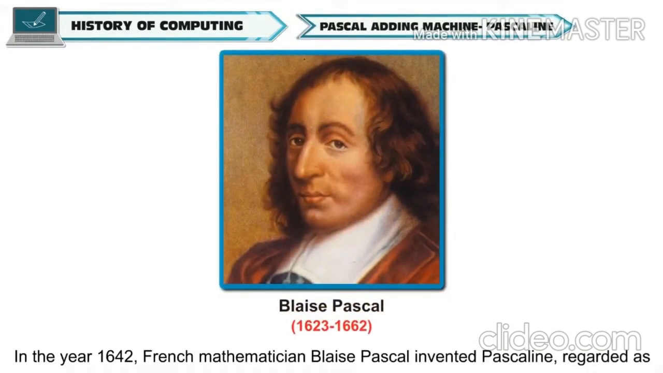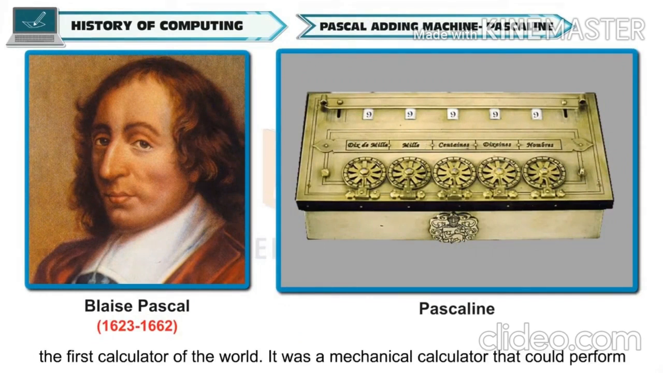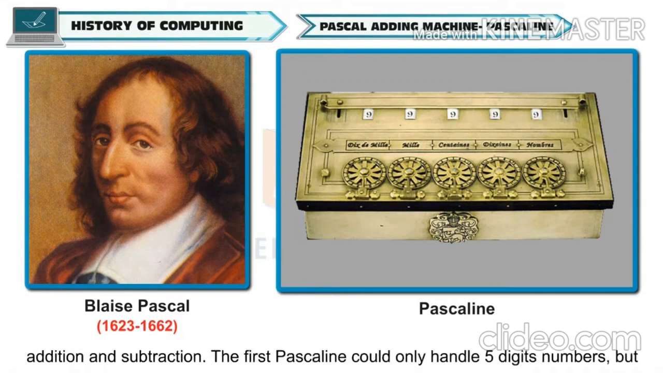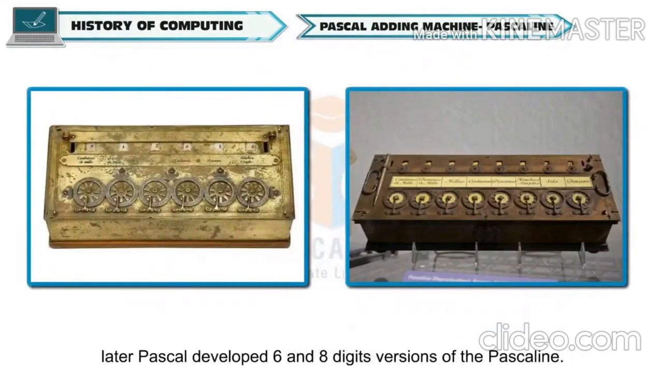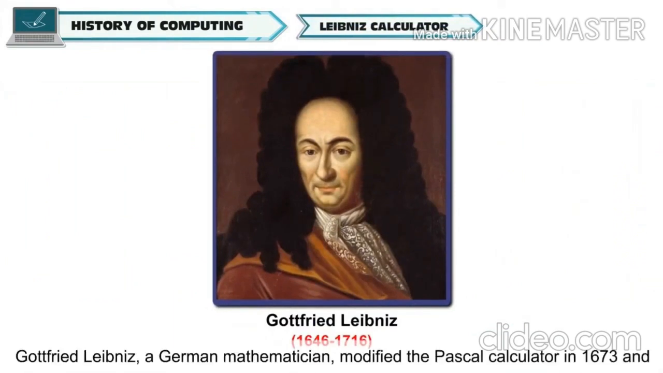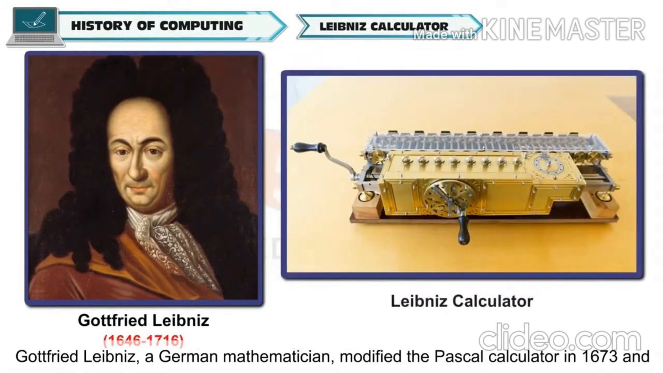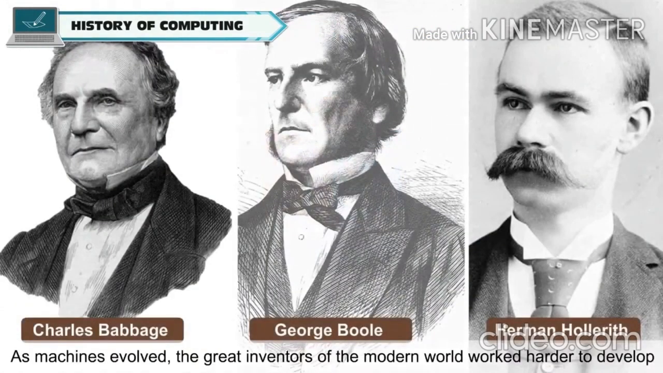In the year 1642, French mathematician Blaise Pascal invented Pascaline, regarded as the first calculator of the world. It was a mechanical calculator that could perform addition and subtraction. The first Pascaline could only handle 5-digit numbers, but later Pascal developed 6 and 8-digit versions of the Pascaline. Gottfried Leibniz, a German mathematician, modified the Pascal calculator in 1673 and developed a machine called Leibniz calculator.